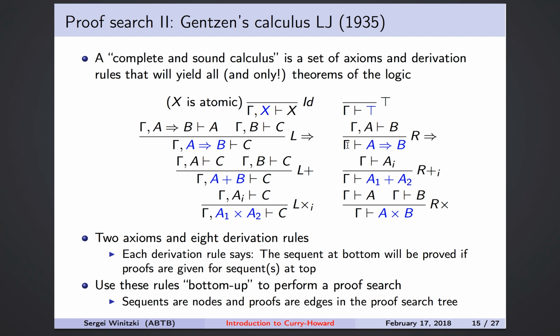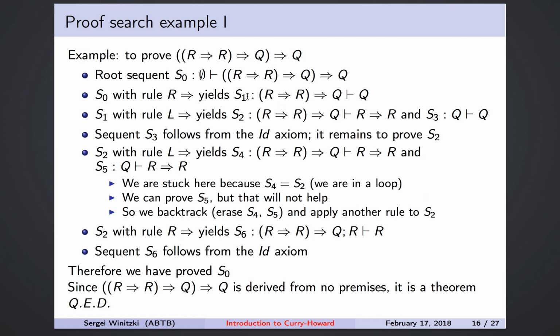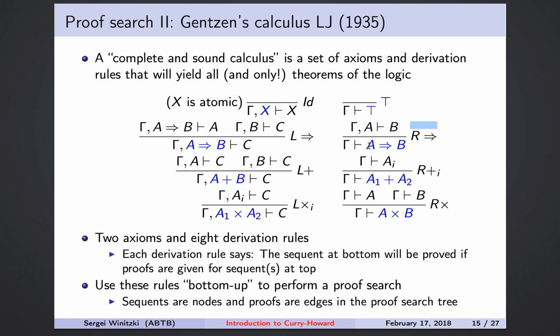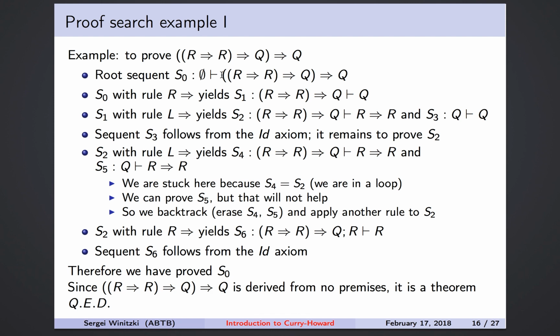So this rule applies. We have a sequent of the form something, in our case the empty set, and then A implies B. So we apply this rule, which is the right implication, and we get a new sequent in which what was before the implication is now put to the left of the turnstile. So now this is the sequent S1. Now we need to prove S1.